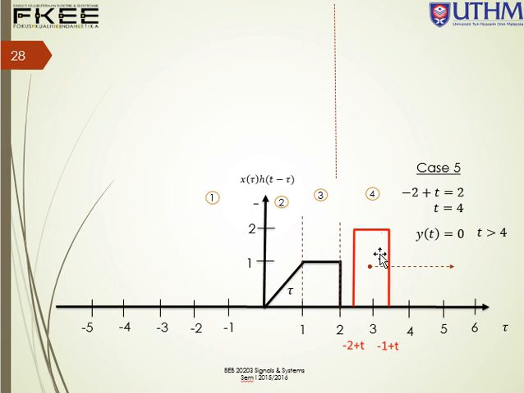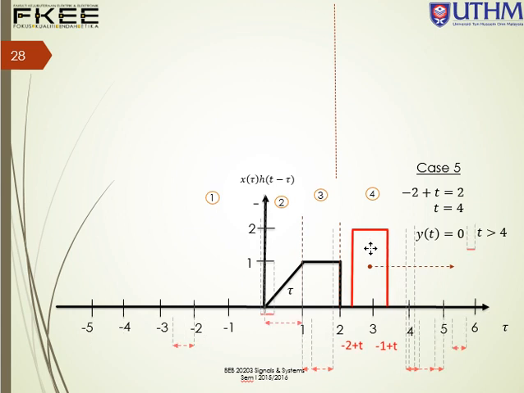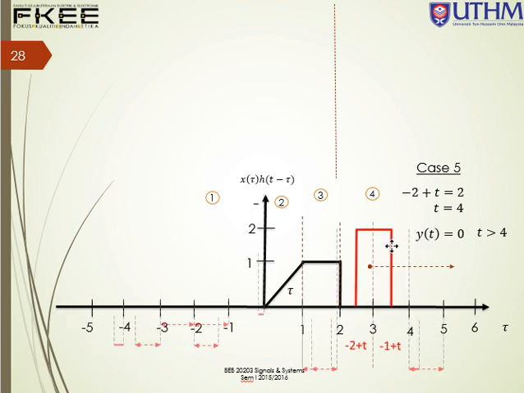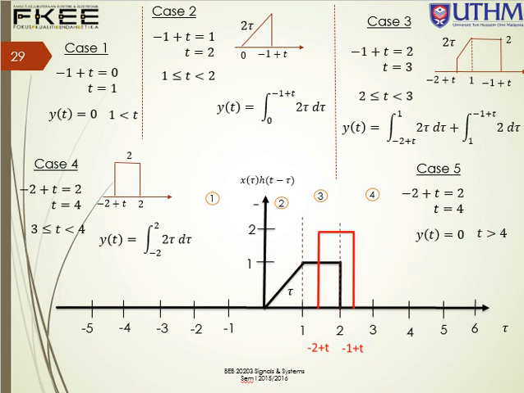So this will be case number 5, where all of the signal is in section 4 over here. This one is only valid when it passes 2, which means tau is more than 2. So you have negative 2 plus t more than 2, and then t equal to 4, so t is more than 4. So you have 2 multiplied with 0, you have zeros, and the rest will be 0 multiplied with anything. The signal x of t over here will be zeros. So everything is 0, and you have y of t equal to zero. This is only valid when t is more than 4.